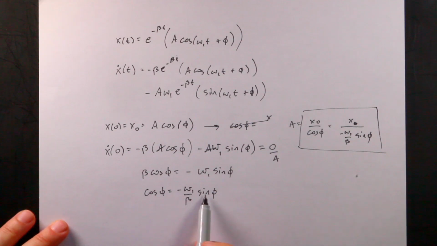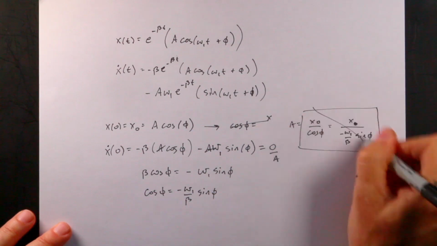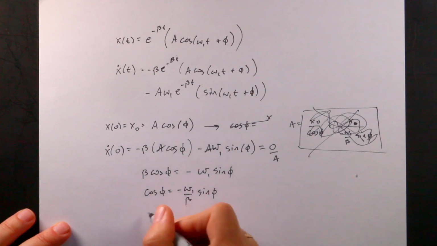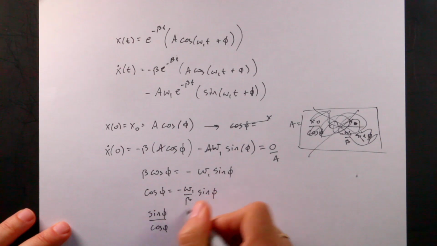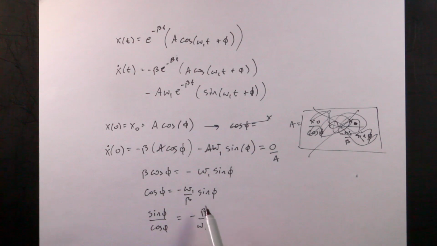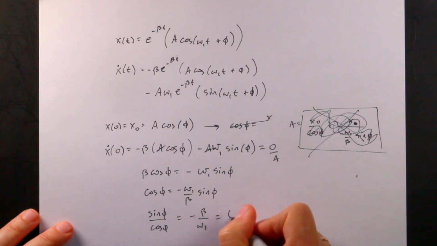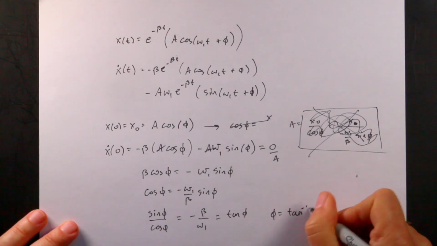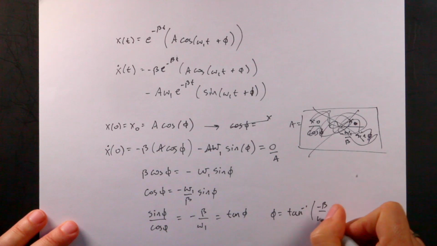Okay, so let's just take this, and actually I'm going to solve for sine over cosine. Why did I do that? That was dumb. Ignore that part. Okay, so let's take this: sine of phi divided by cosine of phi is going to be equal to negative beta over omega 1, if I just solve that for sine over cosine. Is that right? That is right. Yes. And that's going to be equal to tangent of phi. Sine over cosine is tangent. So phi is going to be the inverse tangent of negative beta over omega 1.